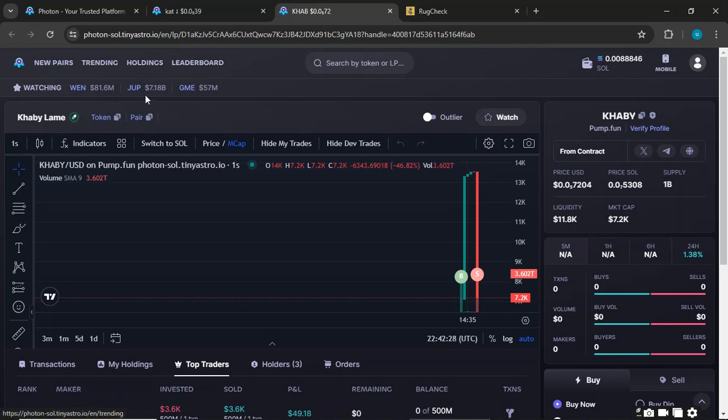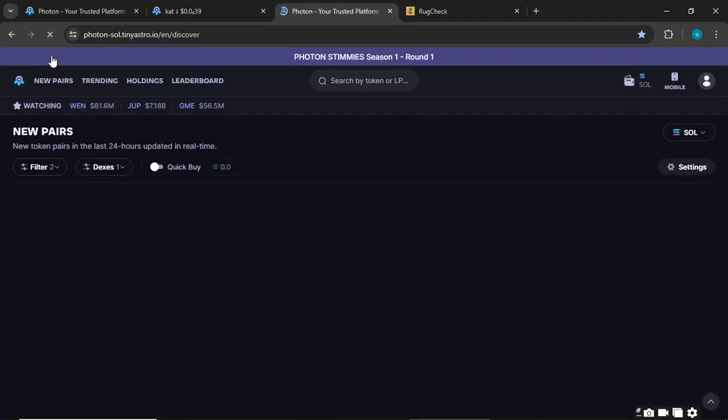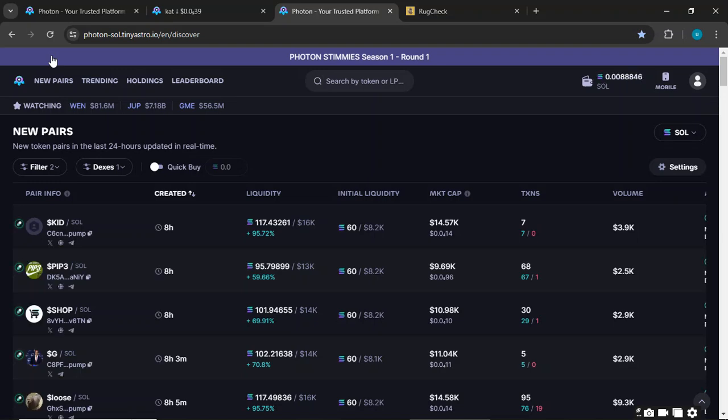So the dump and pump here is always very, very fast. You can see it's always very, very fast. So you need to be very, very careful when you are here.